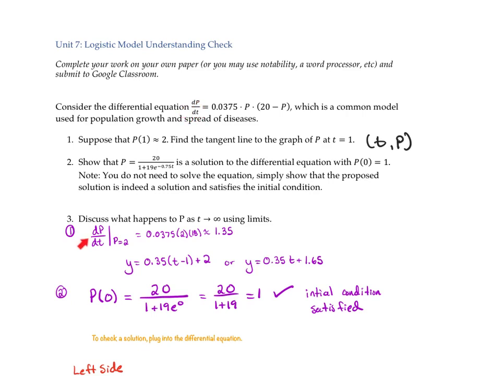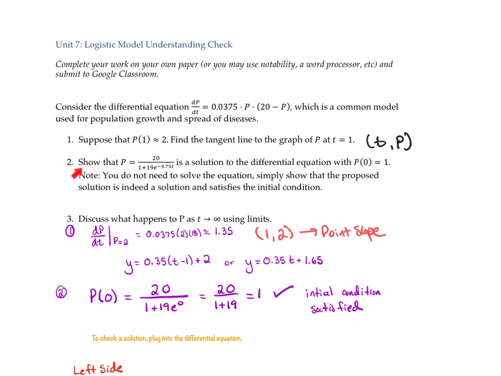So down here in part 1, I did dp/dt given that p equals 2. Now, we could have plugged in t equals 1, but notice there's no place to plug t into. So I'm just going to plug 2 in for the p, and I get a slope of about 0.135. And then I'm using that ordered pair (1, 2), and I'm putting that into point slope. So right here we have our point slope equation, and if you'd like you can change it to slope intercept form.